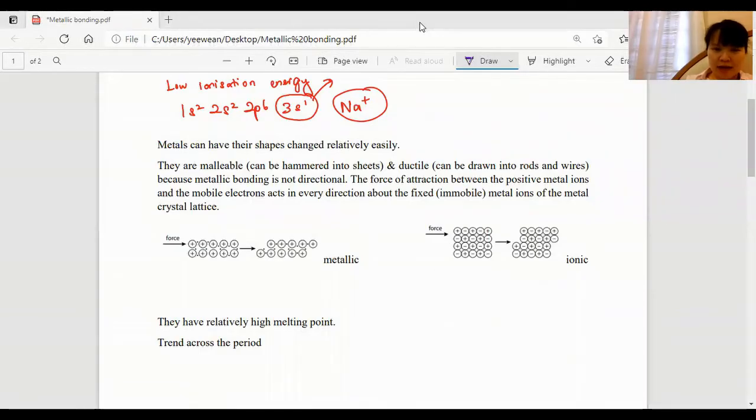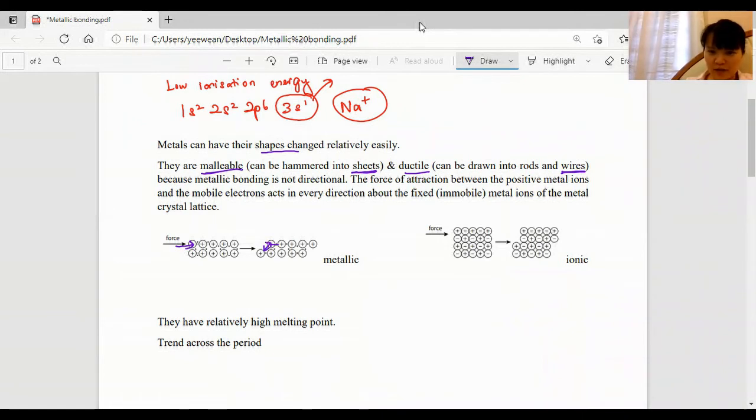Metals are very flexible, as in they can change their shape. They are malleable and ductile. Malleable means you can press it into sheets, and ductile means you can pull it into wires. The reason they can do that is because the force of attraction between the positively charged ions and the delocalized electrons is in all directions. That is why they are so flexible. When you apply force, the layers just slide over each other and dislocate like this, but there's still attraction between the positively charged ions and the delocalized electrons.